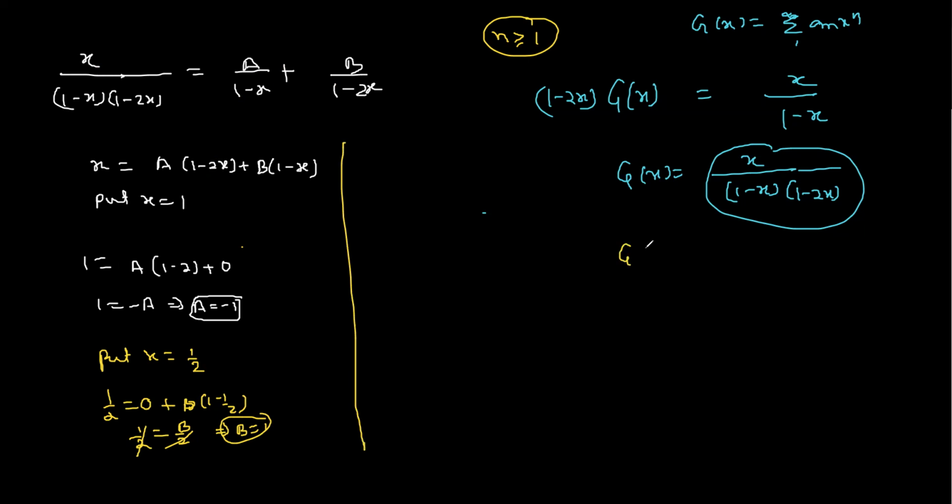So you can write what? Minus 1 upon 1 minus x plus 1 upon 1 minus 2x. Right? Minus 1 upon 1 minus x is what? Minus 1. 1 minus 2x is what?